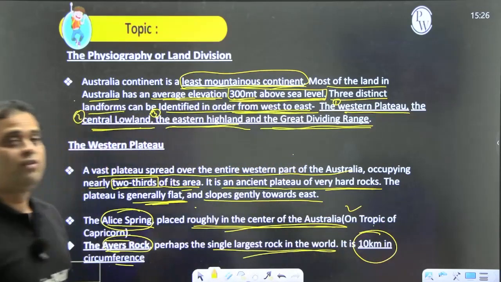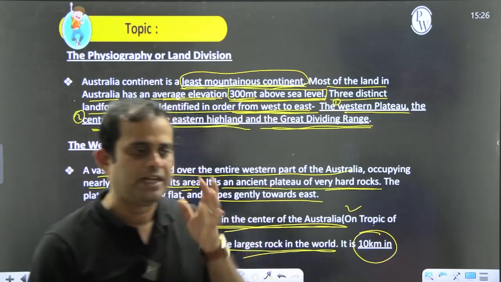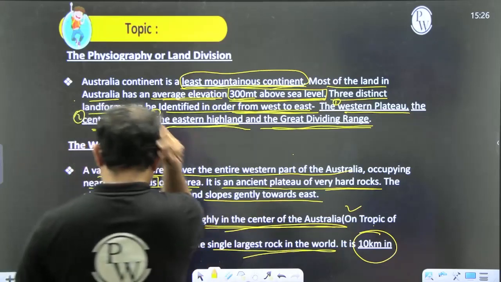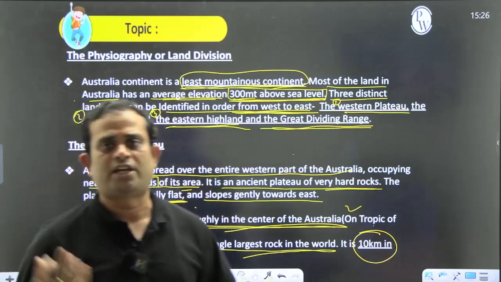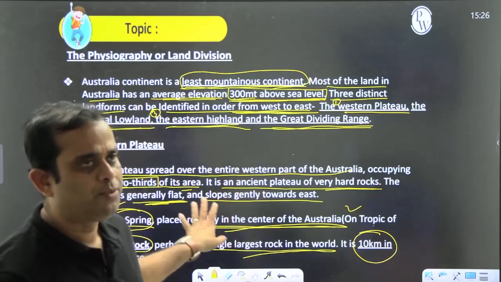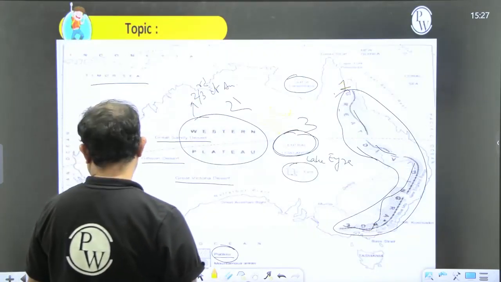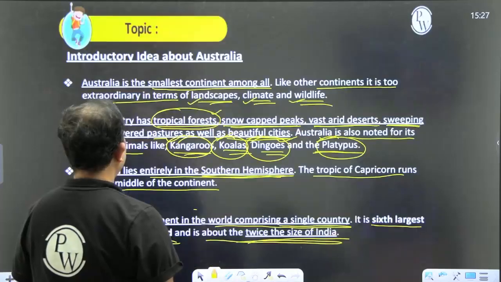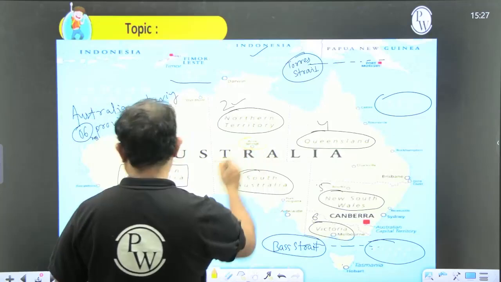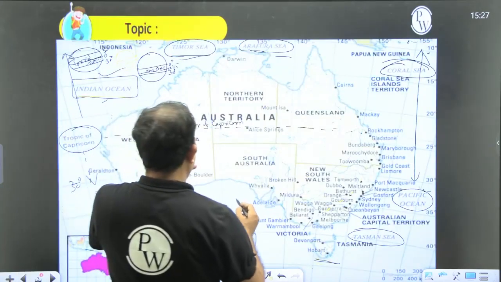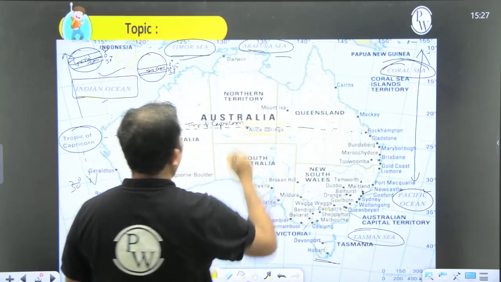First, one by one, we will know Alice Springs. There are two major spectacular features in Australia: Alice Springs and Ayers Rock. Alice Springs and Ayers Rock are major tourist attractions. Many tourists come to Australia to see Alice Springs and Ayers Rock. Just look here, this is Alice Springs. It is located in the Northern Territory.